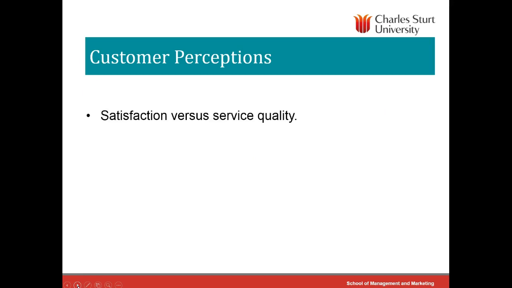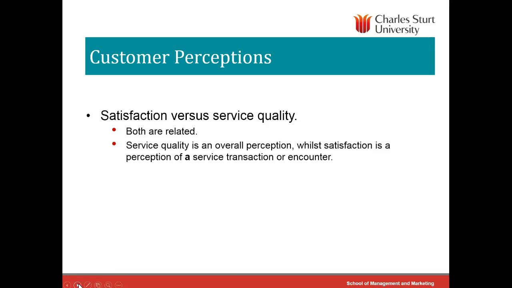Customer perceptions are the next thing that we consider when looking at how people judge a service. And there are two important issues here. First is what we often call satisfaction, and service quality. These are often used interchangeably, but it's important you work out how these two differ. Both are related. Generally, people are satisfied when they get good service and dissatisfied when they get bad service. Okay, so that's straightforward. Why are they different?